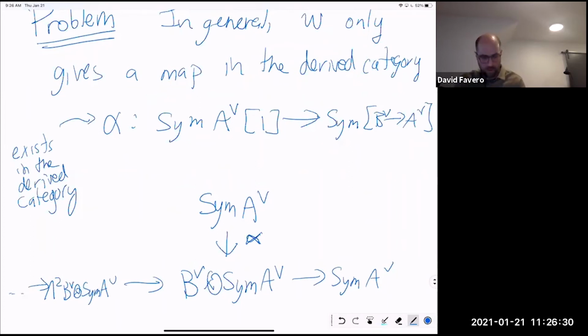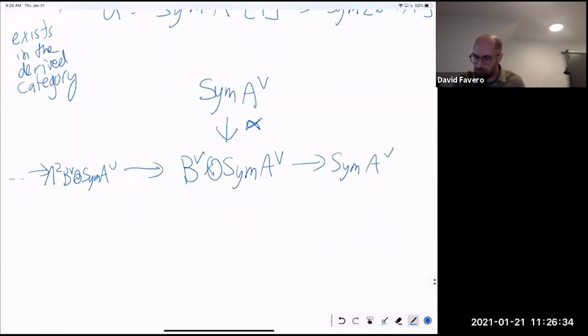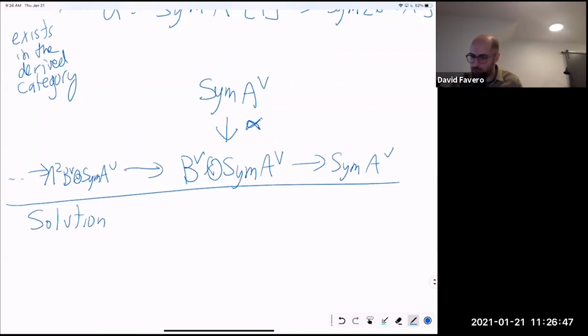Okay, so what's the solution? In the previous paper, we were able to construct this alpha under this assumption of being a convex hybrid model, but in general, one cannot. But the solution is the following idea.